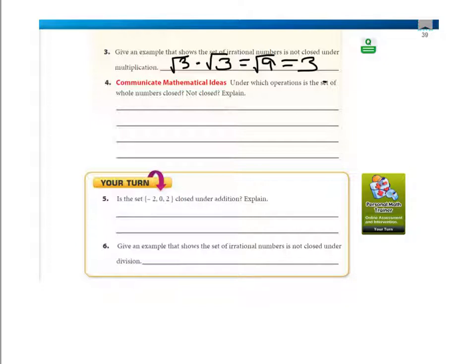Number 4, if you have whole numbers, which operations would the set be closed and which ones would it be not closed? Now when we talk about operations, we're talking about addition, subtraction, multiplication, and division. So try to figure out of those 4, which ones are closed and which ones are not closed.